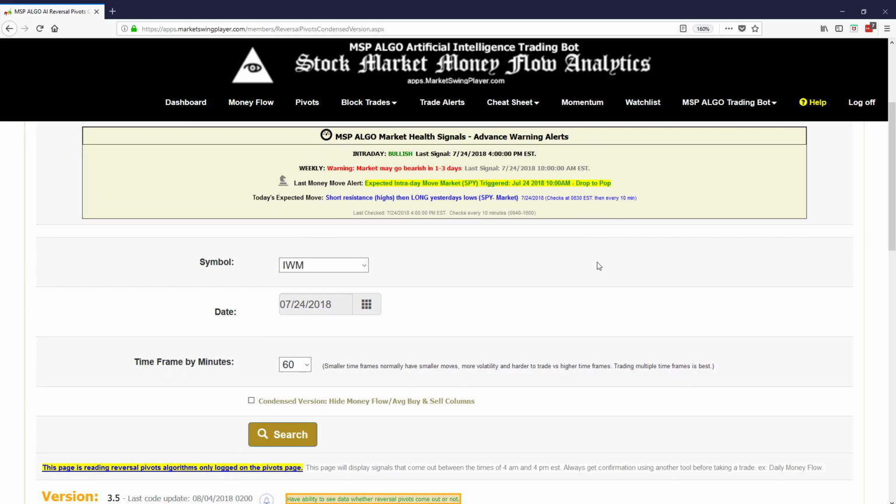So we have many time frames that we can use. You select your symbol. In this case, I have IWM. And whatever date you're trading and whatever time frame you are going to trade, it just depends, just like you're looking at a chart. So we have 10 minutes, 20 minutes, 30, 60, 120, and 240. So in this particular scenario, I want to see what the signals would be as if I'm looking at a 60-minute chart.